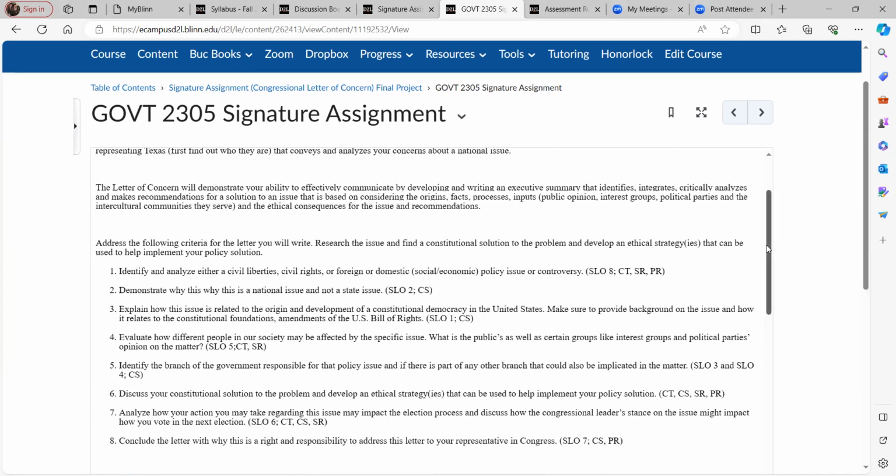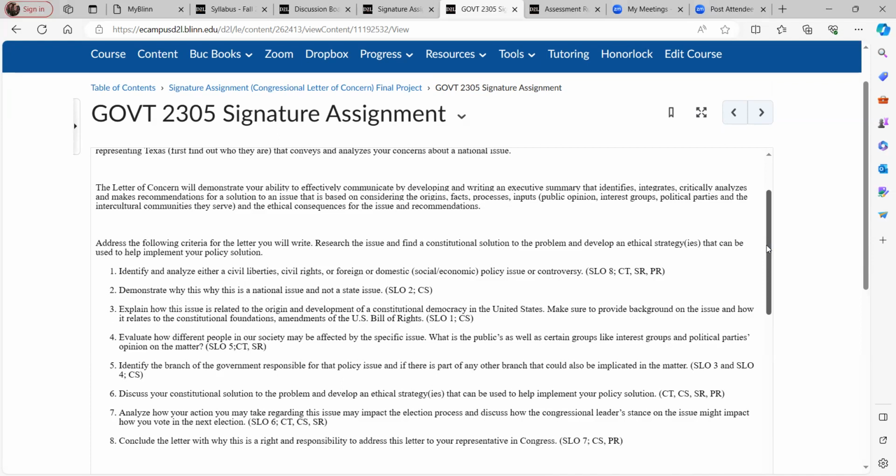Now, as I mentioned before, I would recommend for you all to have this handy, as well as the rubric. We're going to cover the rubric also after this. So I'd recommend that you have the actual assignment document and the rubric handy, so that as you're working on this assignment, you can check off that you covered this aspect. Okay, so I covered number 1. I identified and analyzed either a civil liberty, civil rights, or foreign or domestic, social/economic policy issue, right? I did number 2. I demonstrated why this is a national issue, not a state issue, right?